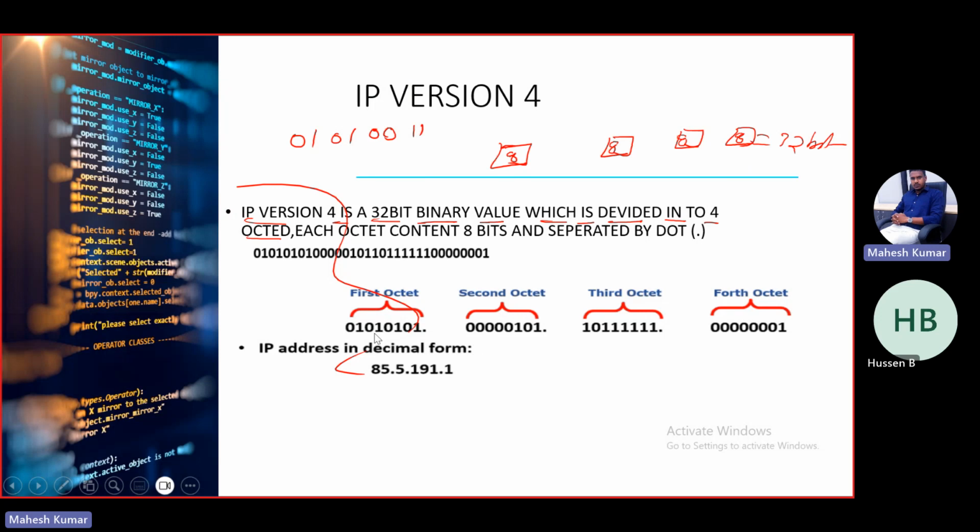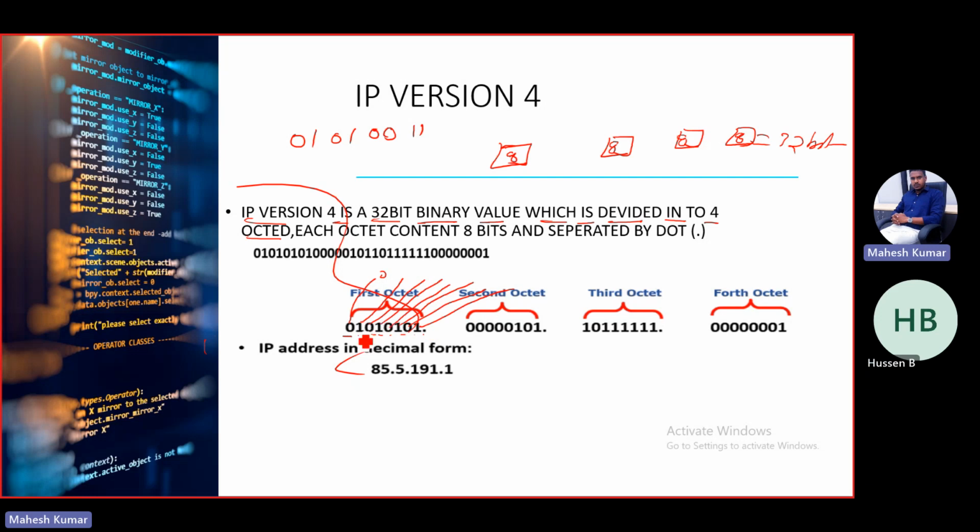This is the IP address in decimal. In binary, everything is in binary. So what is the meaning of this? Take this binary 01010001. A total of 8 bits is there, right? The value of this first bit is 0. Then the second one, the third one, the fourth, fifth, sixth, seventh, and eighth. So total 8.